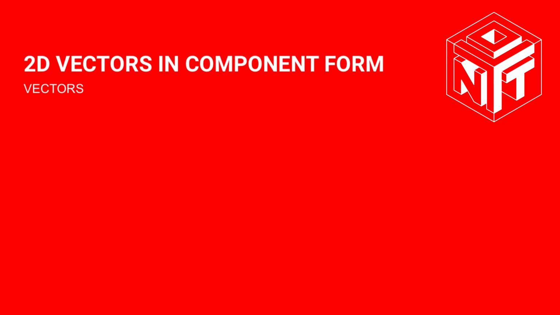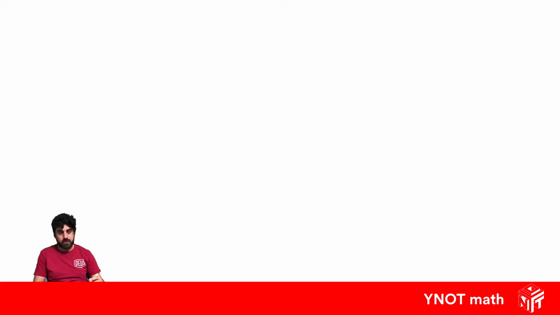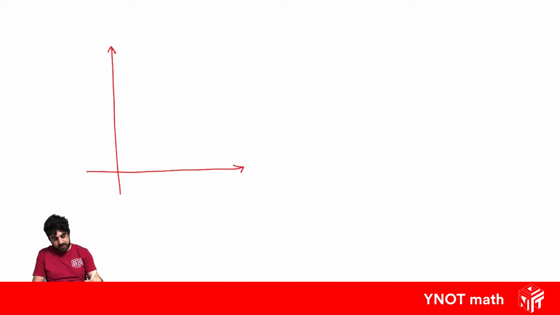2D vectors in component form. So here we're going to look at something which is going to change the way we write vectors from now on. So we're going to have a look at our XY axis. And in a previous video I spoke about unit vectors, special ones called i and j, and we're going to have a closer look at these now.